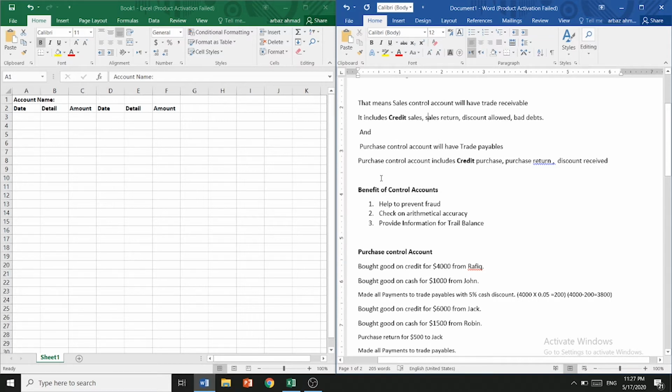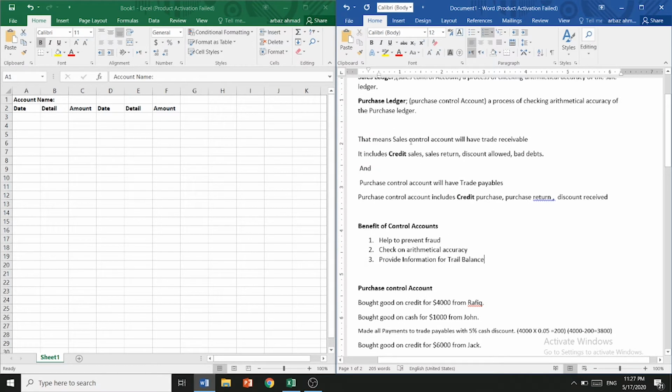So basically, jumping into the benefits of control account, it helps to prevent fraud. It helps you to check the total of the trial balance when we are posting the entries, and it also provides us the total information that we should post for trade payables and trade receivables for the trial balance.